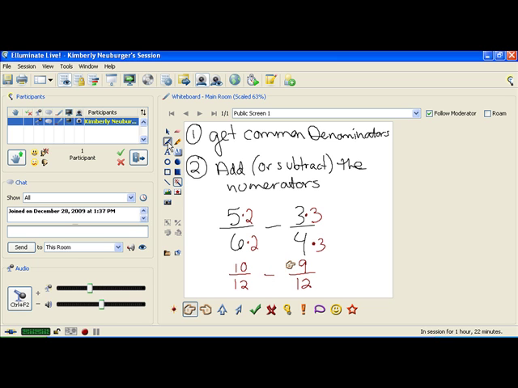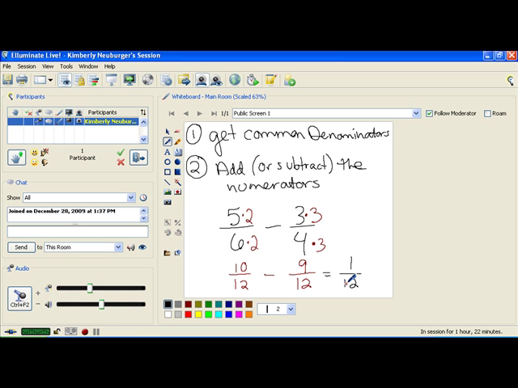So you're going to have 1 left over, which gives you a 1 in the numerator, and the denominators stay the same. We don't do anything with those. So the answer here is 1/12. And that is what you do when you add or subtract fractions.